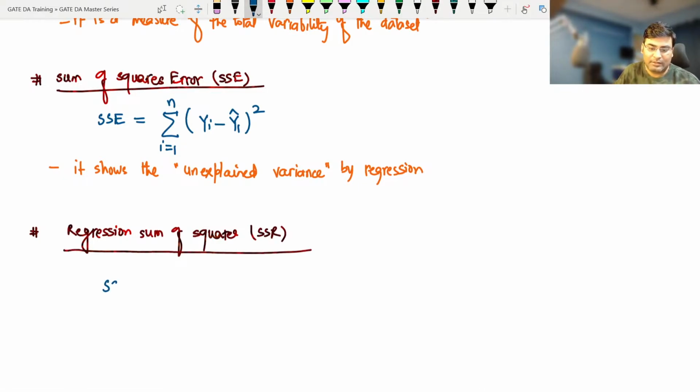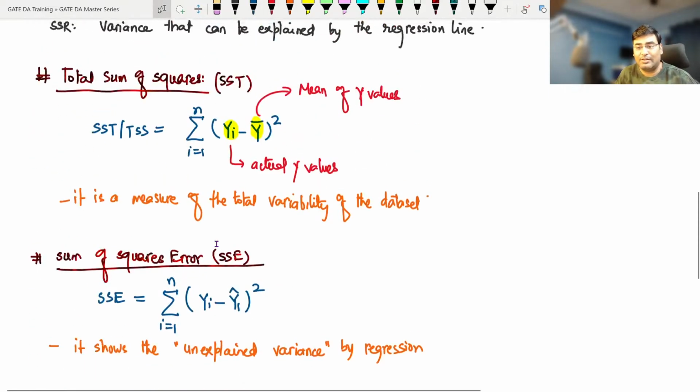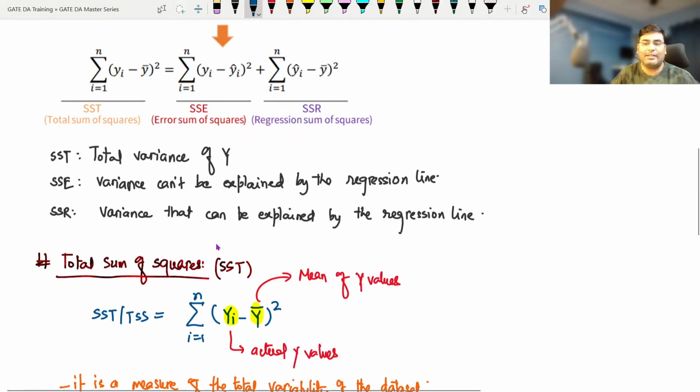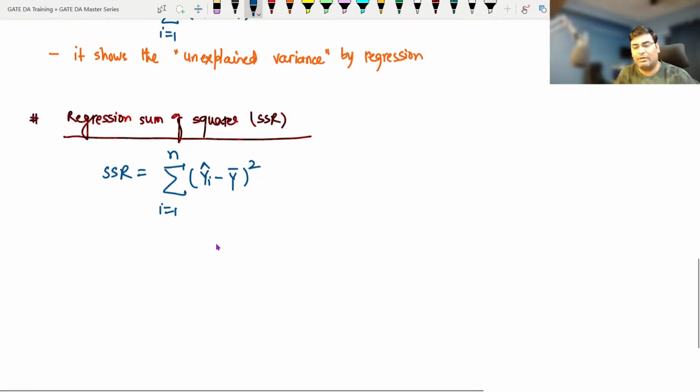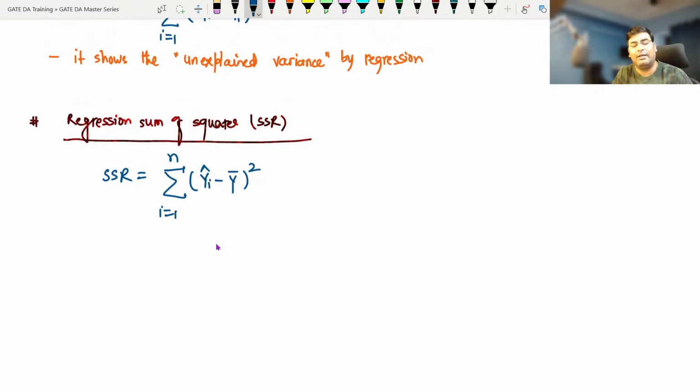If you look at the formula, it is what? Come on, guys. It is the difference between what? Look at here, yi hat minus y bar, right? Yi hat minus y bar whole square, i equal to 1 to n, correct? So you are trying to subtract the mean from the predicted values, right? That's what we're saying there. Look at this. Agreed?